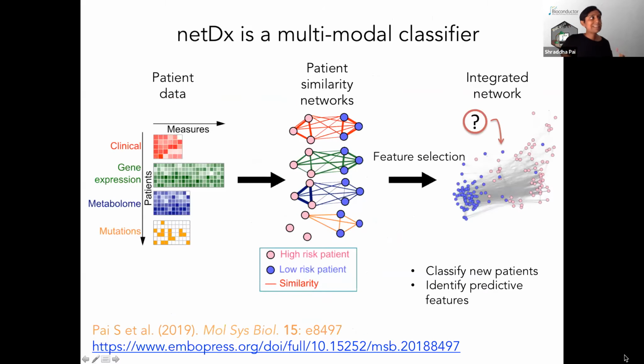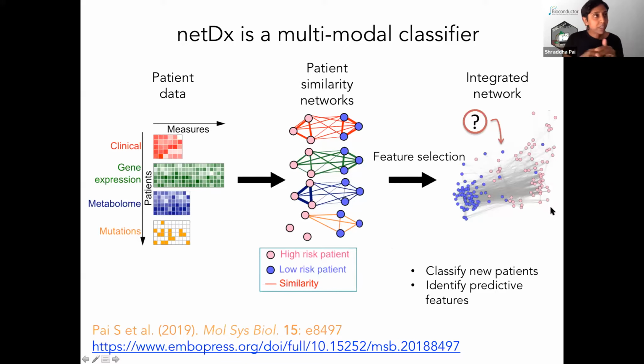So what netDx does is, when provided with heterogeneous patient data and some labels of interest or classification, it takes these heterogeneous data and converts them to a common space of patient similarity networks. It then uses a step from machine learning called feature selection, which essentially puts a score on each of these features to tell you how predictive they are.